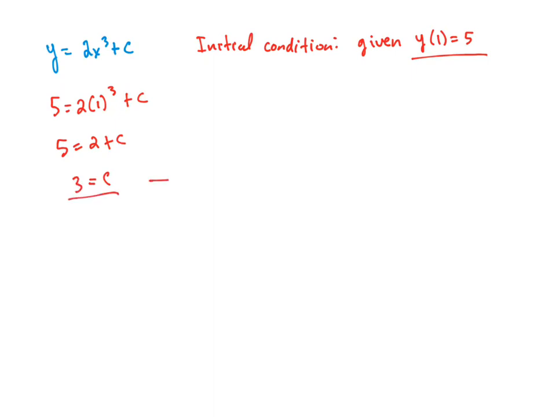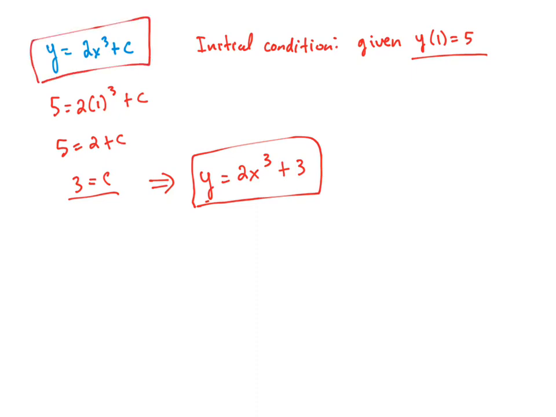Once we have that value of c solved for, we can write not a general equation, but a more precise equation. So y is equal to 2x cubed plus 3. That's the whole idea with these initial value problems: we're given some initial condition, and once we find the family of antiderivatives, we use that initial condition to solve for the constant value.